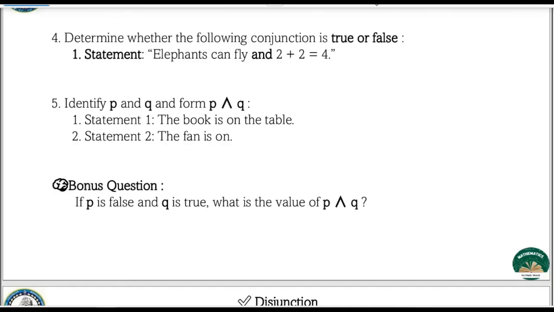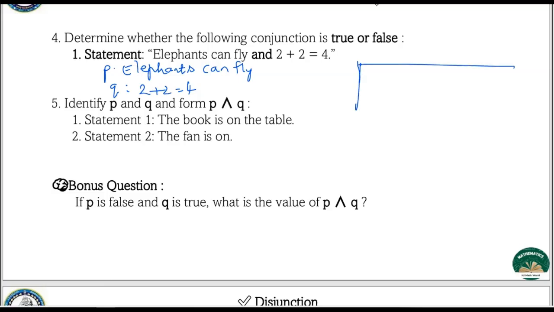So yeah, next one we have is determine whether the following conjunction is true or false. So we have to write what is P. P is elephants can fly. Then Q. Q will be 2 plus 2 equals 4. So P and Q. Now we have to write the table for that.